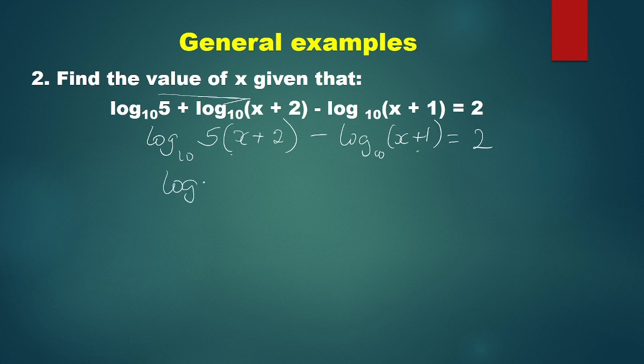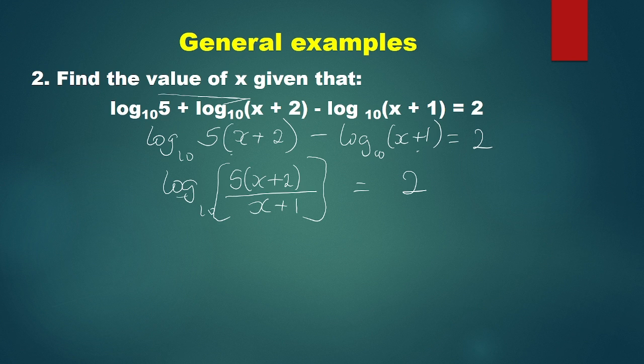So it becomes log (5x + 2) divided by (x + 1) all in base 10 equal to 2. So now I have joined all the logs, so the three logs have become just one log. And also remember that I told you that the logarithm of a number is just how many times I need to power the base to get that number.